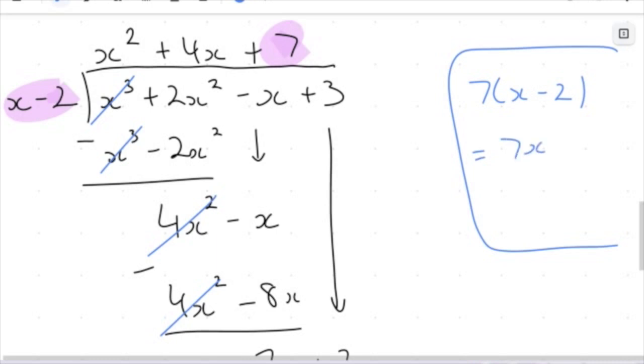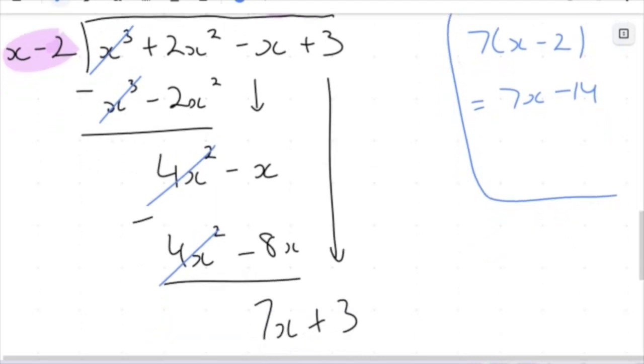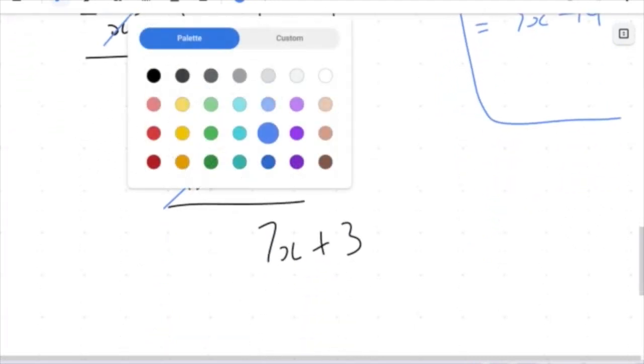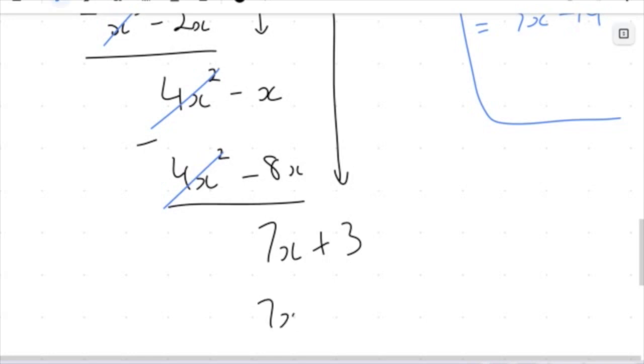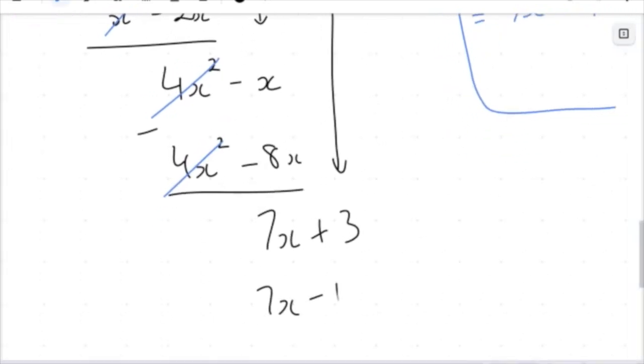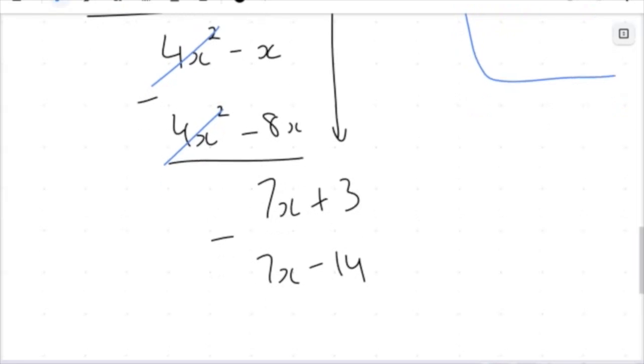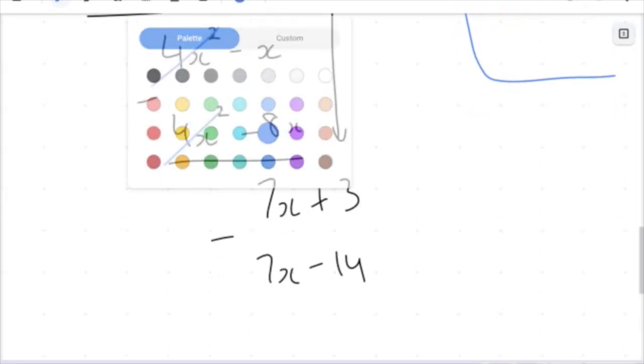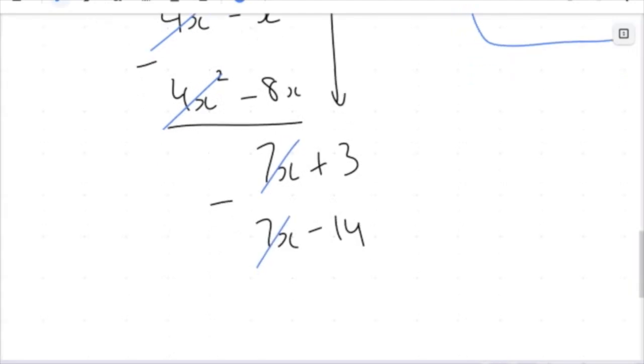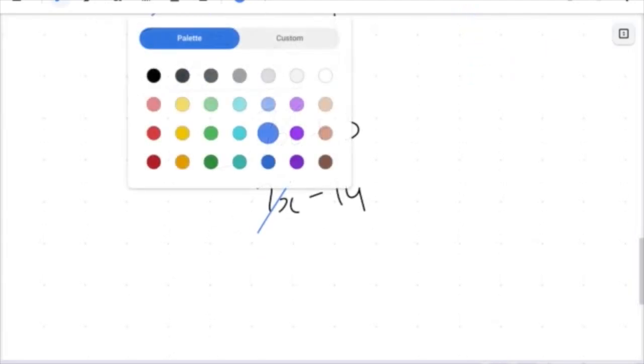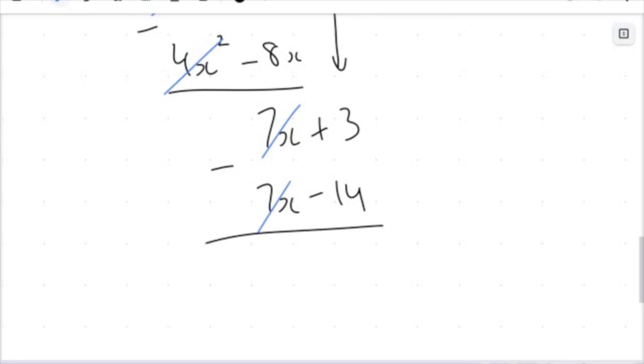That's going to give us 7x, and then 7 times negative 2 gives us negative 14. So that's going to be my last thing down here. I have 7x minus 14. These two are subtracting to find, finally at the very end now here, our remainder. So that's going to cancel out with that. And I have 3 minus 14. That's like saying 3 plus 14. That gives me 17 as my remainder.